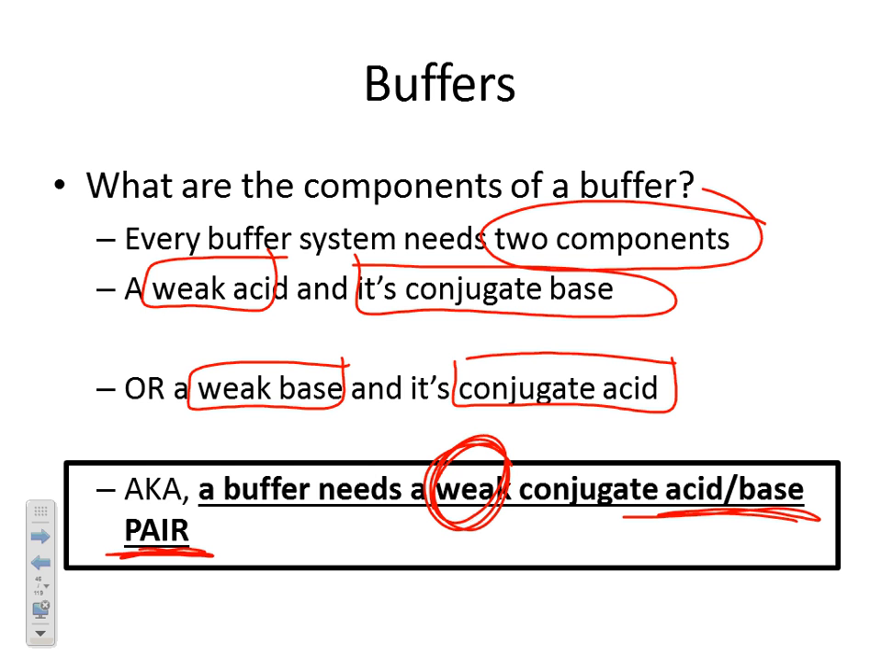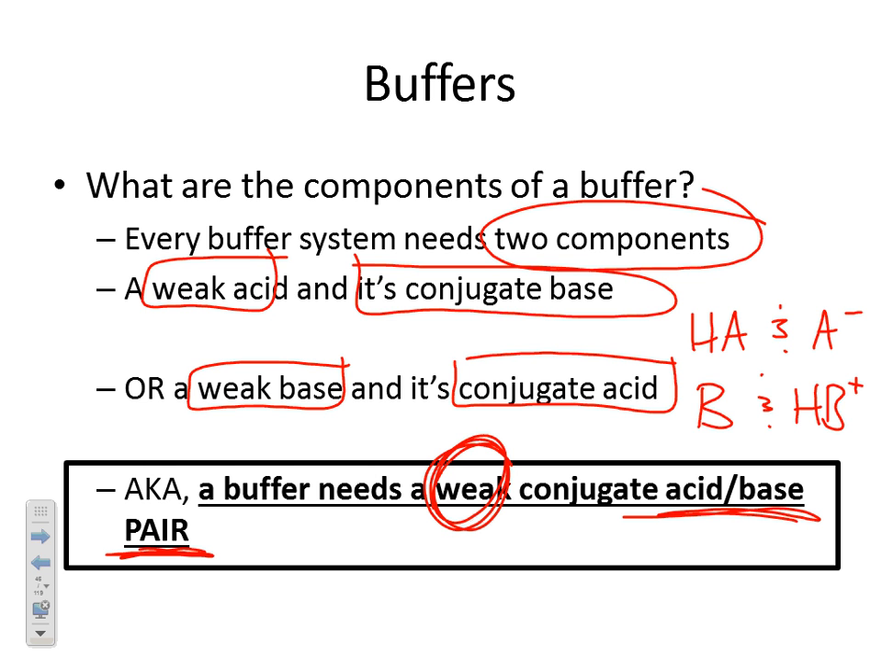So you need, for example, HA and A minus, right? Or if it's a base, you'd need B and HB plus. It has to be weak, and you have to have both of them. Remember, weak acids do not react with their conjugate bases. And that's kind of the important part of why you have buffers, right? HA does not react with A minus, B does not react with HB plus.